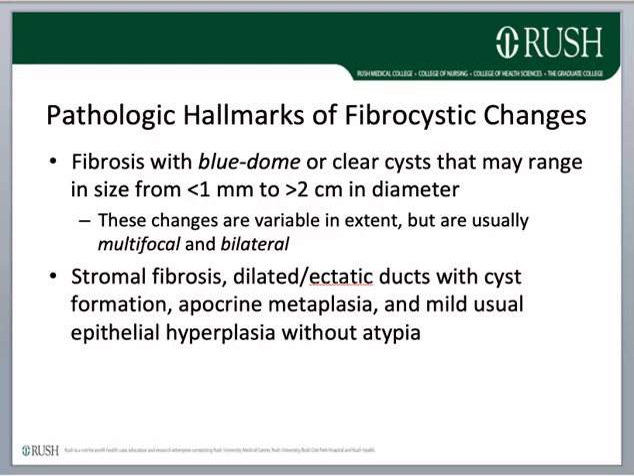As the name would suggest, breast tissue that demonstrates fibrocystic changes will generally show fibrosis with blue dome or clear cysts that may range in size from less than 1 millimeter to greater than 2 centimeters in diameter. These changes are variable in their extent and in how they're mixed together, but are usually multifocal and bilateral, involving both breasts. The characteristic histologic changes of fibrocystic changes include stromal fibrosis, dilated or ectatic ducts with cyst formation, apocrine metaplasia, and mild usual epithelial hyperplasia without atypia.